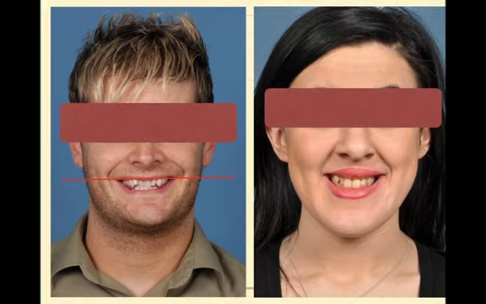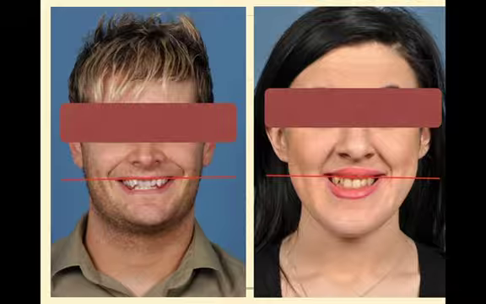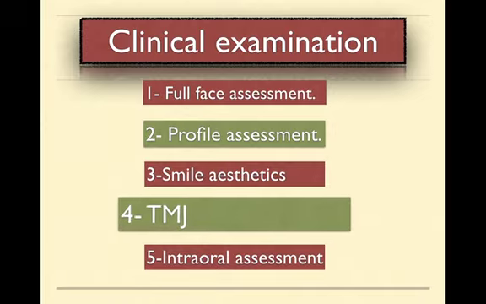So now we assess the position of the incisors anterior-posteriorly through assessment of the jaws, and now we assess the vertical position of the incisors. So as you can see here, in both cases, the incisor show on smiling is the full clinical crown, which is very good, which means that we will not change the vertical position of the incisors.